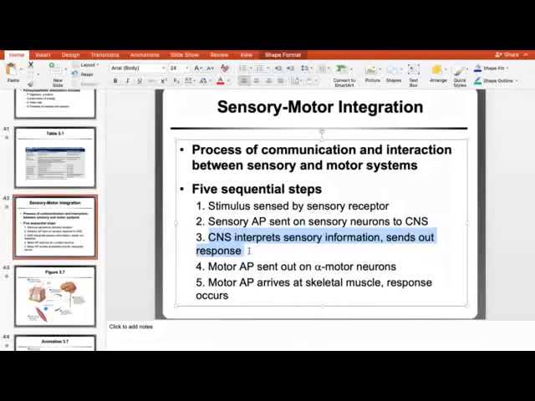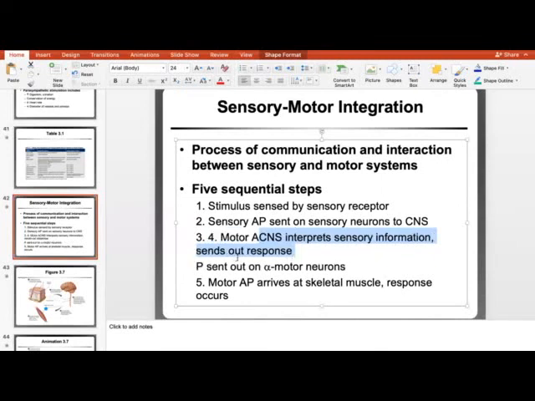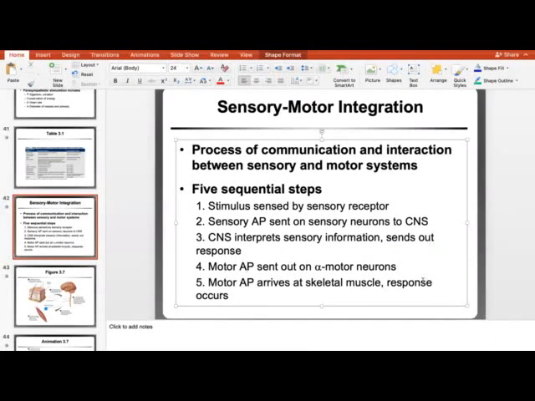Once it sends out a response in some form or another, there's going to be an action potential sent down the motor neurons, and those motor neurons will arrive at the skeletal muscle, and then the movement will occur, and that's going to result in potentially another stimulus, and it just keeps going on and on. The loop is closed. This is called closed loop motor programming theory.